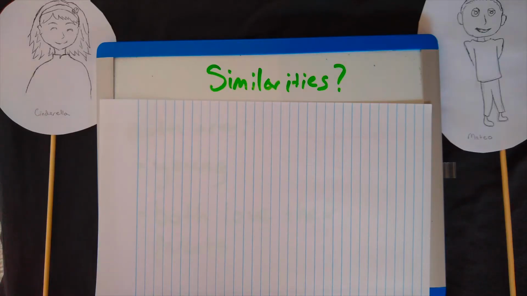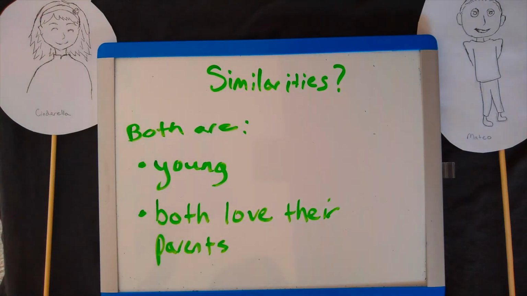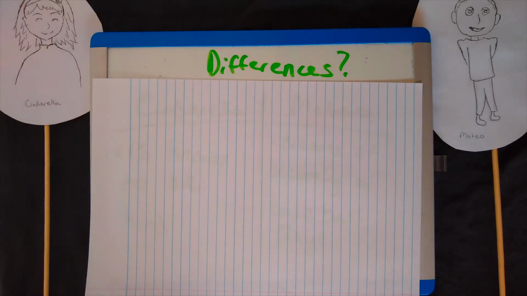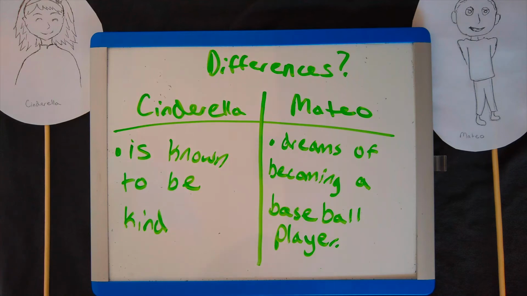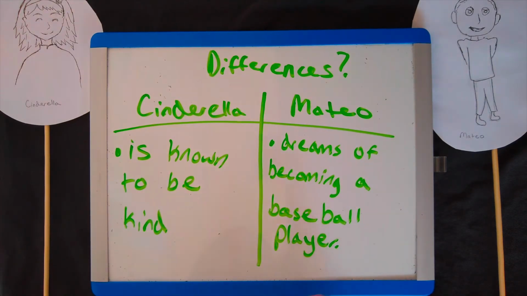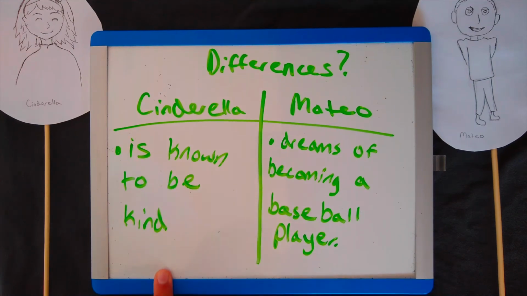What are some similarities between Matteo and the young maiden? That's right, both are young in age and both love their parents. These are just a few examples. You may have different examples. Now, what are some differences between Matteo and Cinderella? That's right, Matteo dreams of becoming a baseball player, whereas Cinderella is known to be kind.